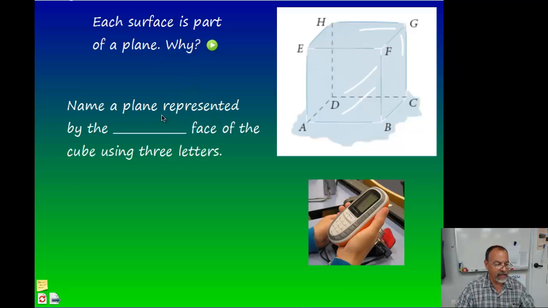So name a plane that's represented by the, and just disregard this little figure. This fly is really bugging me. I wish I could get him.